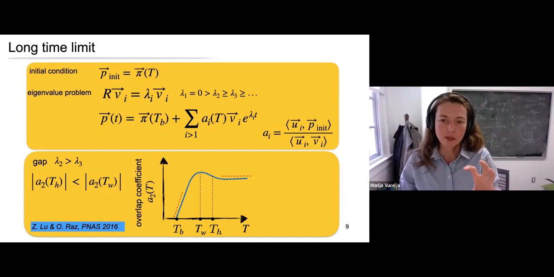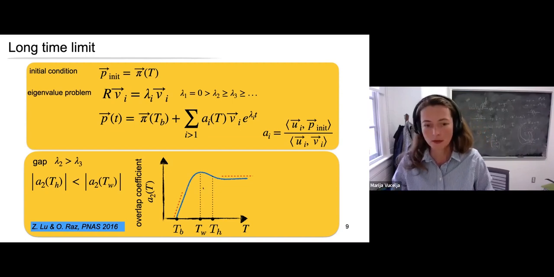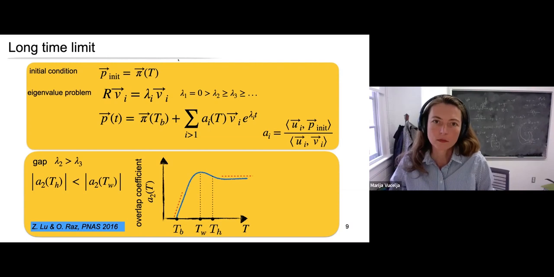So the direction is given by the second eigenvector, the relaxation is given by this eigenvalue, so this is the exponential relaxation down, and the amplitude is the thing that knows about the initial condition. So the claim is that if you start from the correct temperature, then there's no cooling or heating. Your amplitude is zero. There are no corrections here. You're already where you want to be.